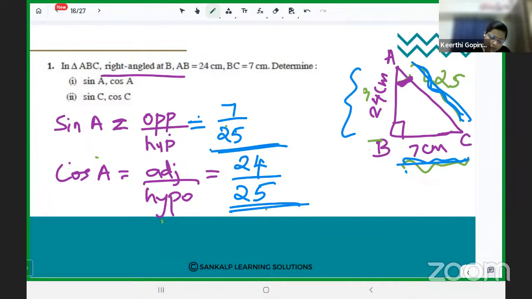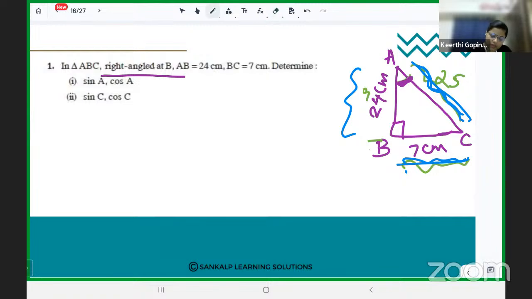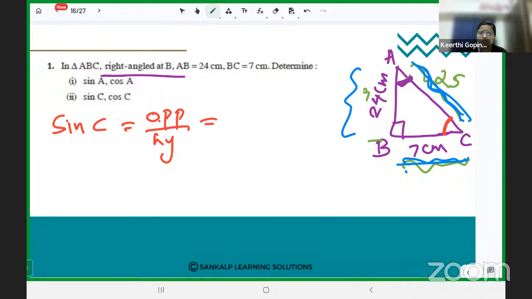Okay, now we have to find out sine C and cos C. Sine C, again, it is opposite by hypotenuse, but the angle is different, right? With respect to angle C, the opposite side is AB. What is AB? 24. 24 divided by hypotenuse, 25 itself.